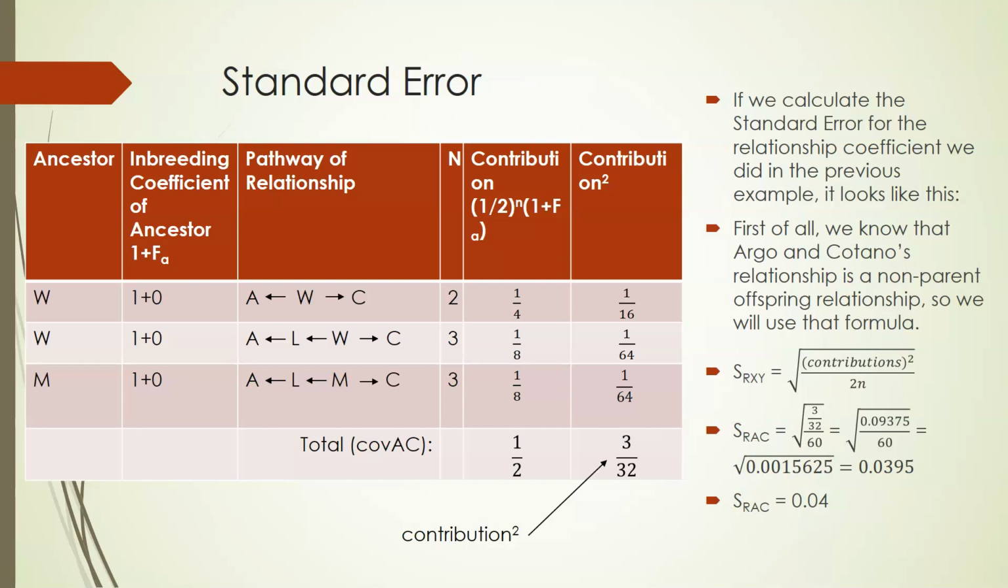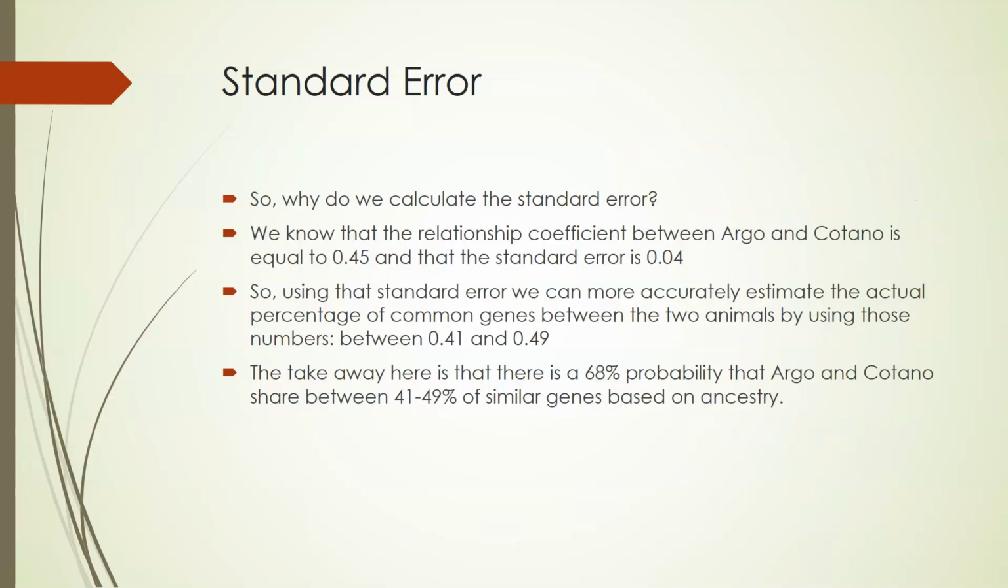So what do we do with that? Why do we calculate standard error? We know that the relationship coefficient between Argo and Catano is equal to 0.45, so 45%. We calculated that previously. We know that that is how many genes we would expect them to share. Then we also calculated our standard error and we got 0.04. When we use that standard error, we talk about the range. Basically, it gives us a more accurate estimate of the actual percentage of common genes between the two animals when we use those two numbers.